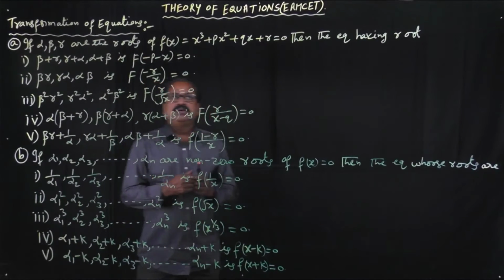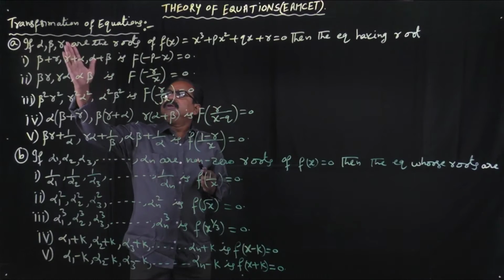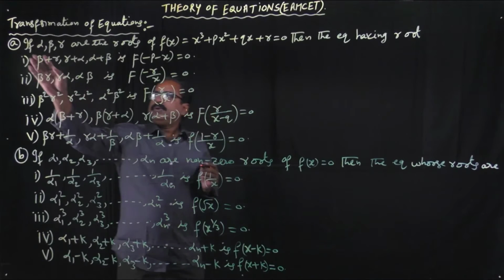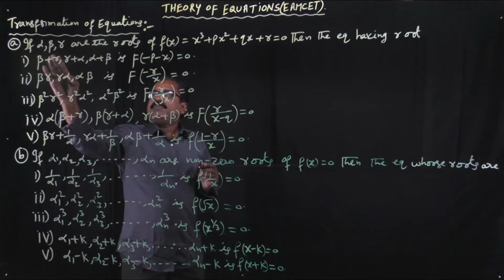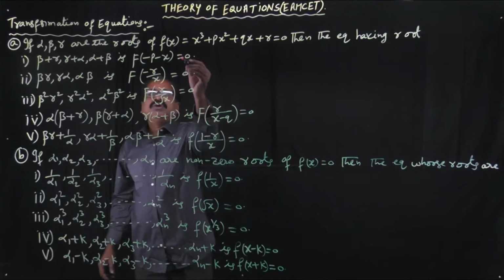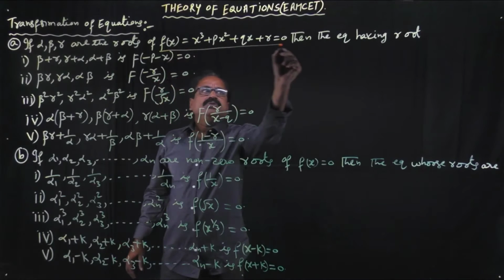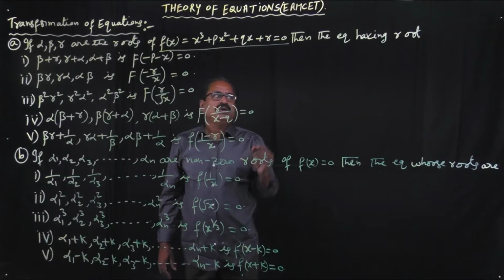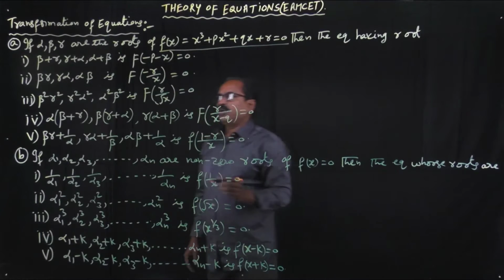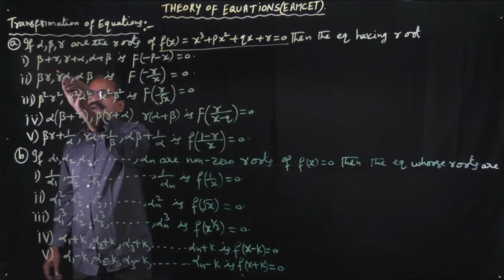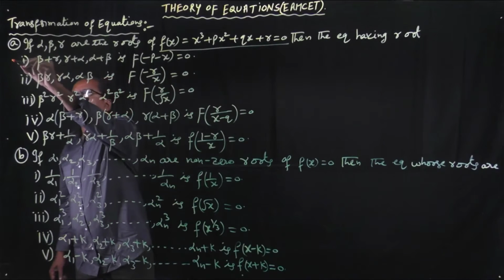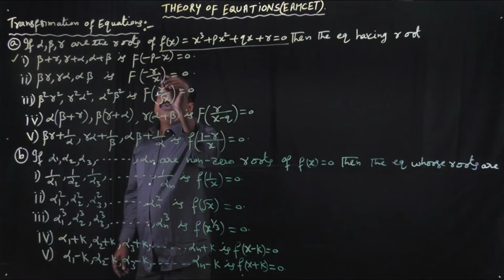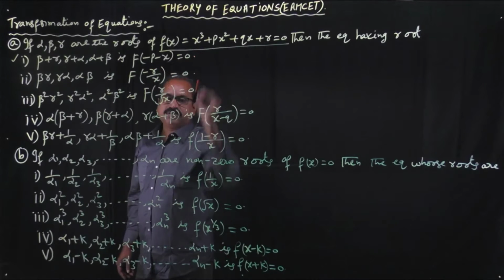Students, today we discuss transformation of equations in theory of equations. So, first concept is if alpha, beta, gamma are the roots of f of x is equal to x cube plus px square plus qx plus r is equal to 0, then the equation having roots beta plus gamma, gamma plus alpha, alpha plus beta is f of minus p minus x is equal to 0.